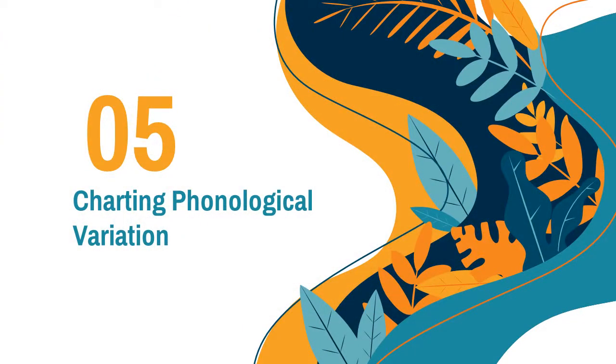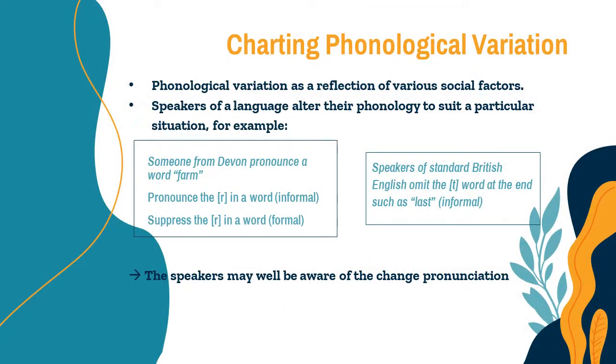Now we are going to talk about charting phonological variation. Speakers vary not only their vocabulary and syntax, but also the sound structure. Phonological variation, both between speakers and within a single speaker, is important as a reflection of various social factors. Speakers of a language alter their phonology to suit a particular situation, often without realizing it.